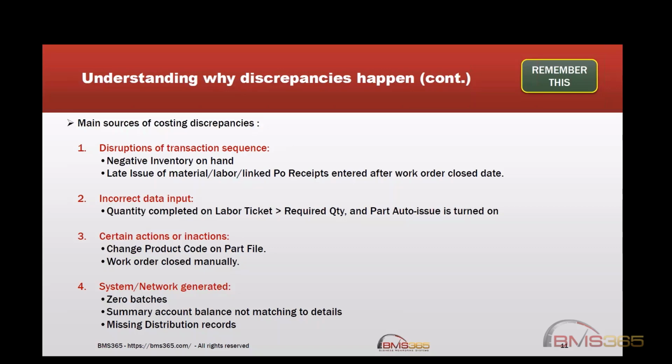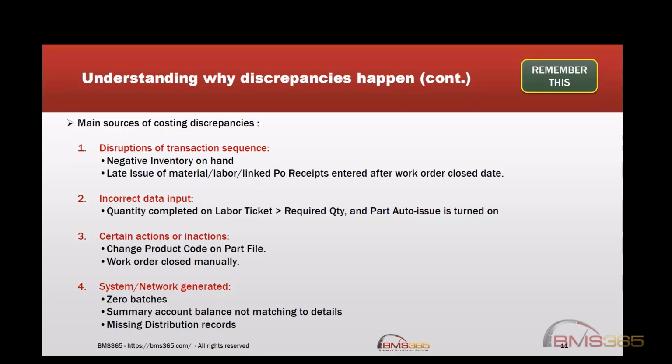Certain actions or inactions could cause discrepancies. So for example, a change of product code on a part file, or a work order closed manually. The only way we close a work order is by receiving it into inventory or shipping it out the door. Those are the two acceptable methods. If I close it manually, then the value gets stuck in my WIP report, but actually the work order may have been used already, or the part manufactured on that work order may have been used.